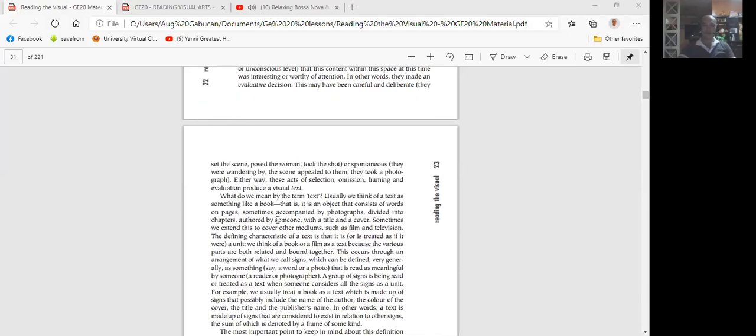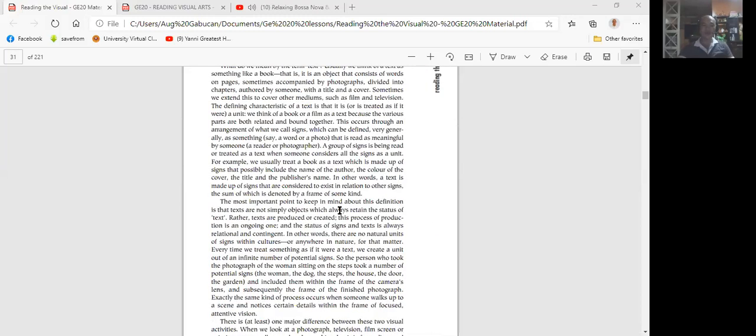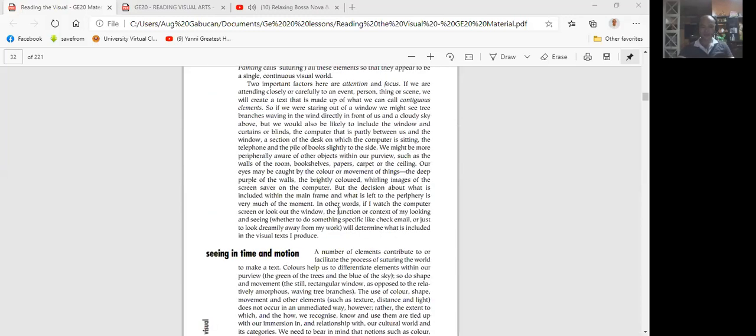So that's what we mean by the text. We are the ones creating the text. Visual text is the one created by the one taking the photograph. So there's an act of selection, omission, framing, and evaluation to produce this kind of visual text. Remember that the two more important factors here are the attention and the focus.